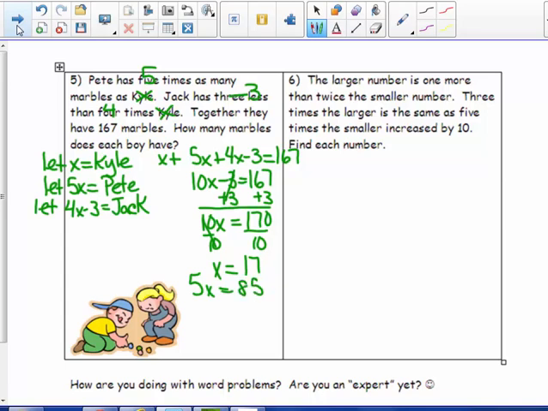And 4 times 17 is 68 minus 3, so that's 65. 4x minus 3 equals 65. Pete has 5 times as many marbles as Kyle. Okay, so 17 and 85, that works. Jack has 3 less than 4 times Kyle. Kyle is the x, 4 times 17, I already did that. He has 65. Altogether, they have 167.